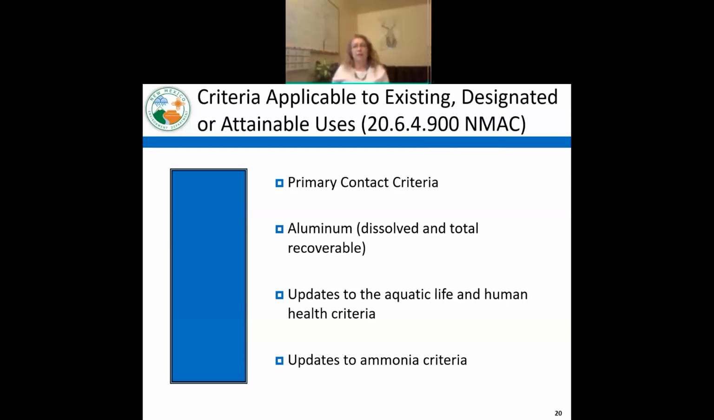As part of the triennial review, as it pertains to criteria, the department also identified several criteria that were listed under Section 304(a) of the Clean Water Act, but not incorporated into the state's water quality standards. So the department is proposing to add these criteria for acute and chronic aquatic life pollutants in order to comply with 40 CFR 131.20.